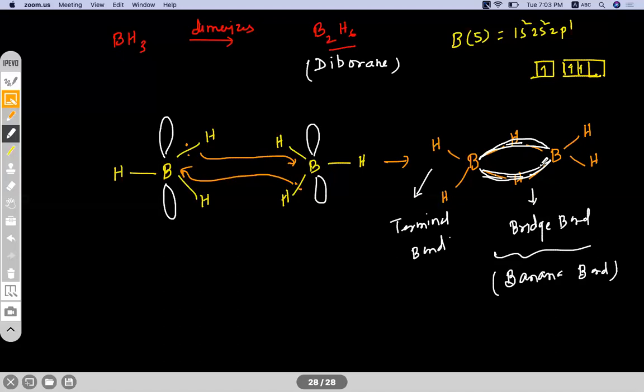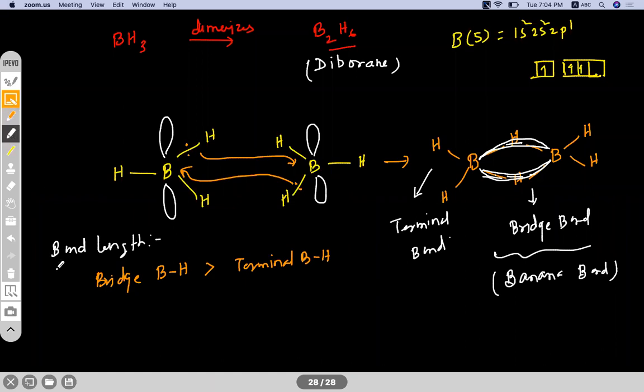There are a few properties on which they ask questions in the exam, and you should remember them. The first property is the bond length. If you take the bridge bond, boron-hydrogen, the bond length of the bridge bond is more than that of the terminal BH bond, right?